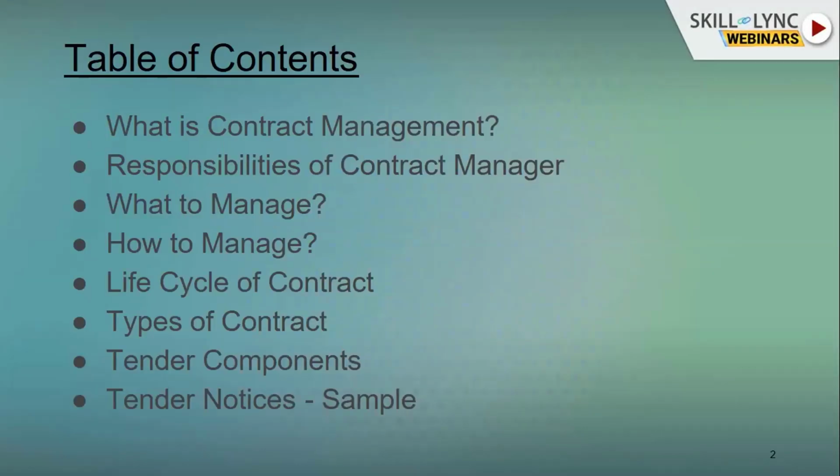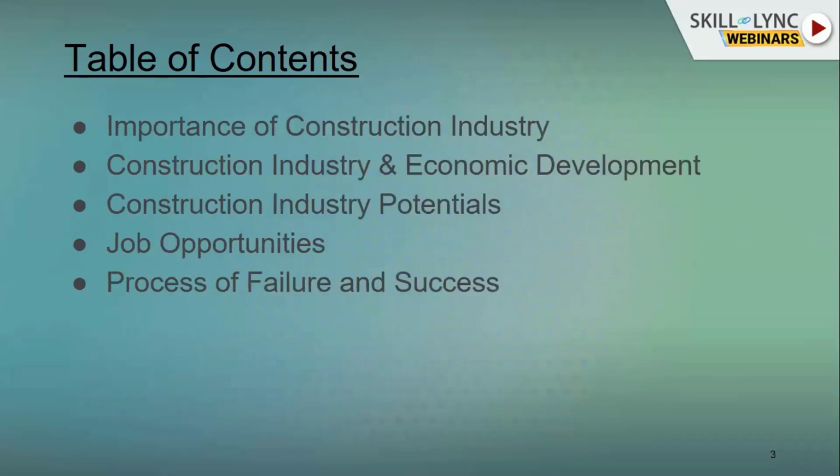We are going to touch upon a different aspect of contract management today: what the roles of the contract manager are, how he manages the project and achieves the goal as per the company's target, then the different types of contract, what stages are involved in the contract, like a tender, what the parts and components of the tender are, then the major industry, that is, what the influence of contract is in the construction industry, and what the future scope of the construction industry is.